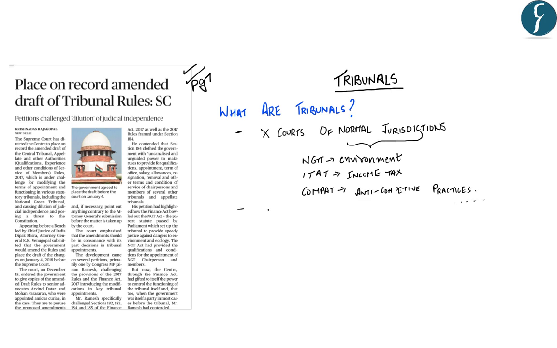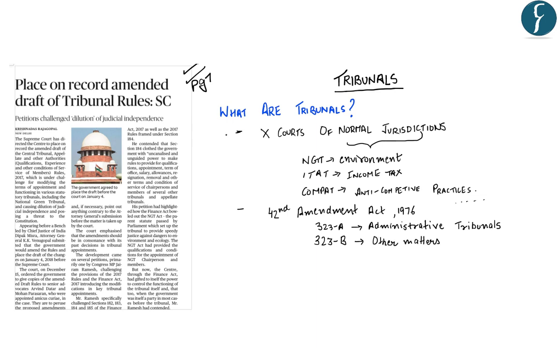So these tribunals were not originally present in our Constitution. They were added through the 42nd Amendment Act 1976 in the form of two articles, Article 323A and Article 323B. Now, Article 323A mainly deals with administrative matters and it establishes administrative tribunals, whereas Article 323B deals with tribunals related to other matters. So, as we have covered the basics of tribunals, let's move on to this news.